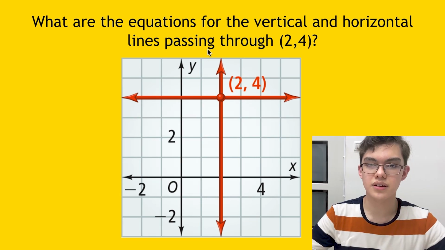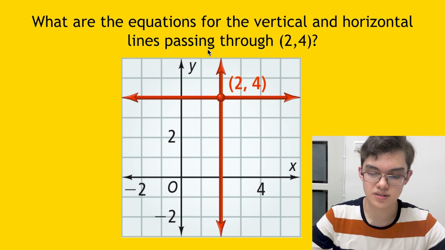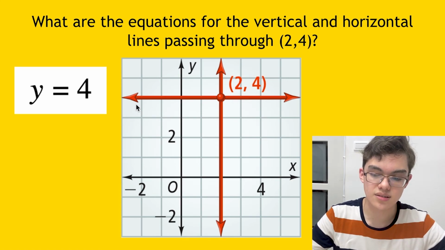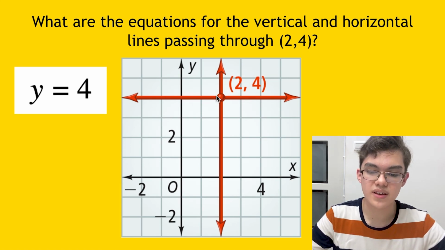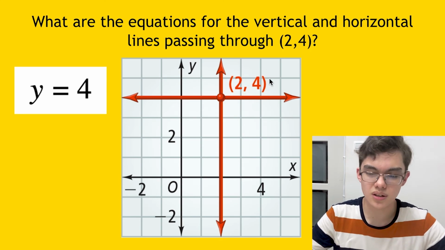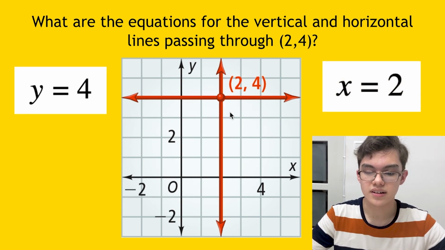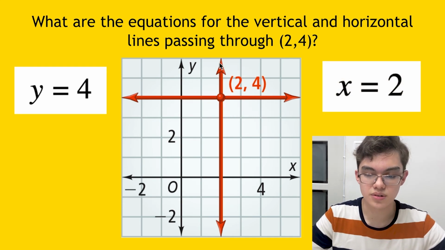Okay, so hopefully you have all the answers, but if you don't, let's do it together. So for the horizontal line, the equation is going to be y equals 4, because it passes through here. And all its y values are going to be 4, because we know that one of them is 4, therefore all of them are 4. Okay, and the same concept applies to the vertical line here. The vertical line passes through 2, 4, which means that all of its x-coordinates are going to be 2. So we'd represent that using the equation x equals 2.